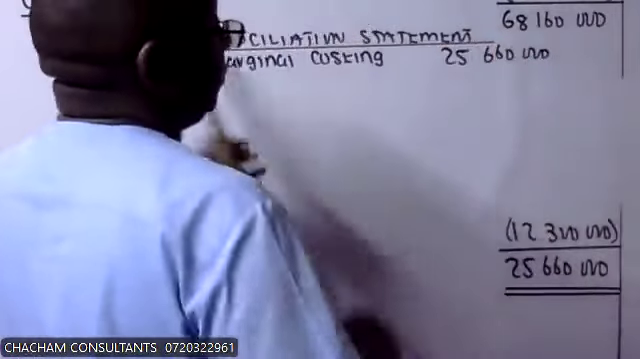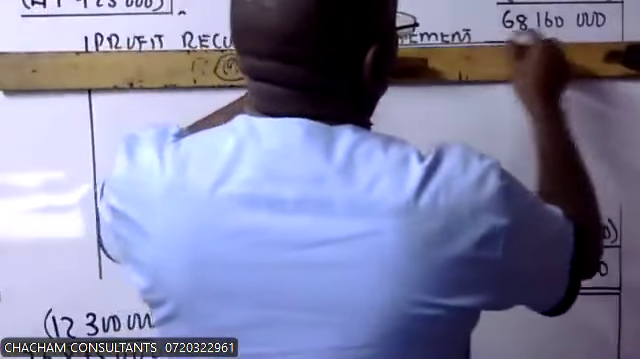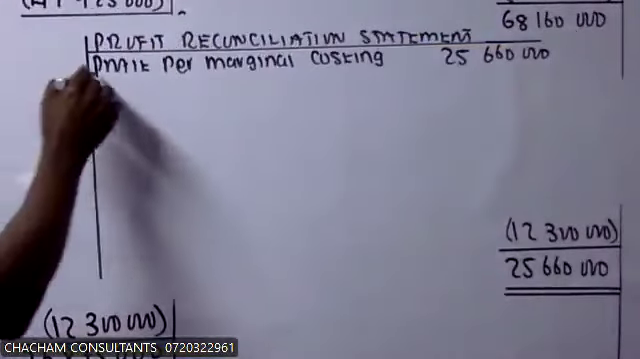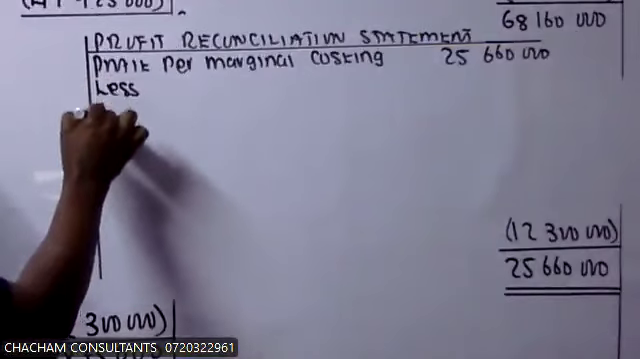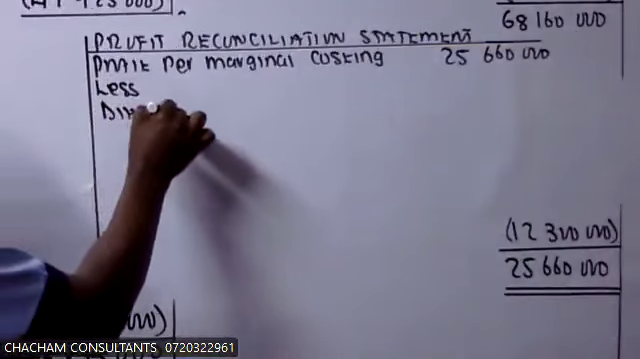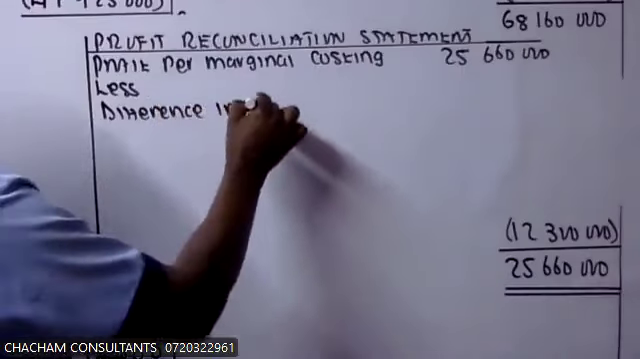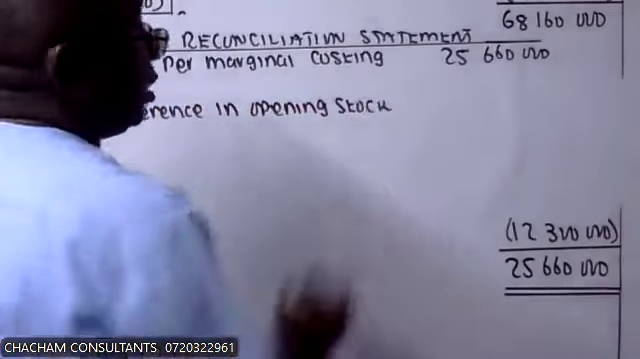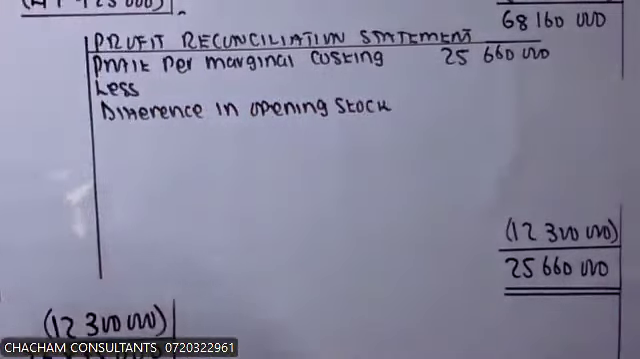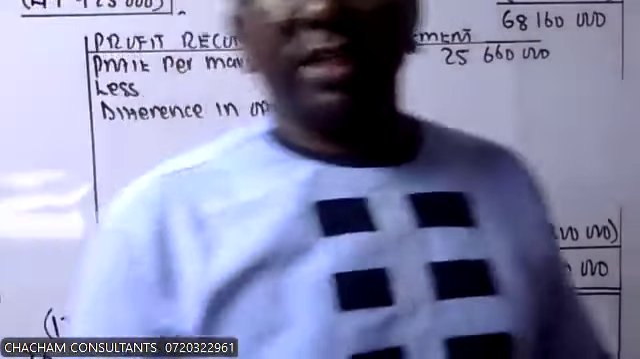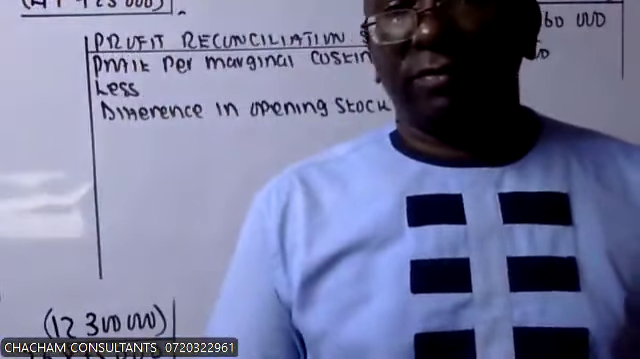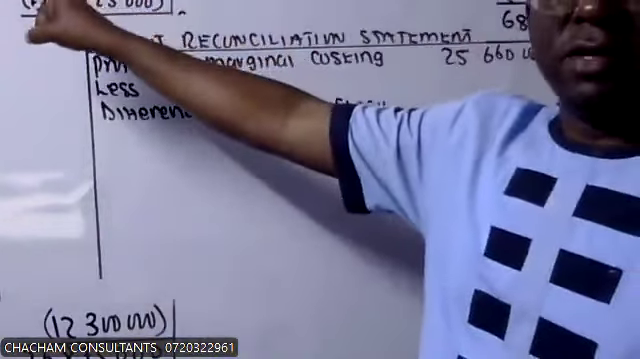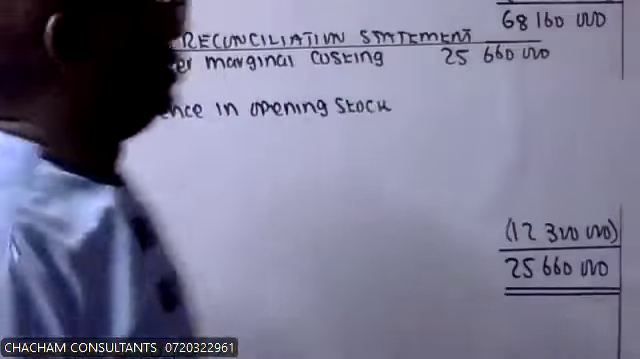Now the profit per marginal costing is this, 25,660,000. Then we said you less difference in opening stocks. And you realize that the opening stocks in both statements were zeros. The opening stocks in absorption was zero, and in marginal it is zero. So there is no difference.